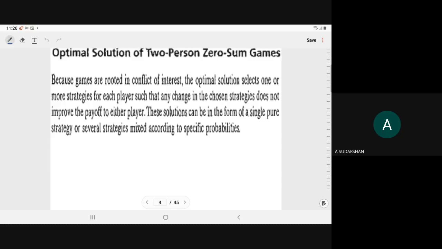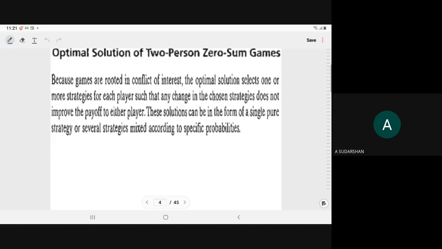So from this we have to compute the optimal solution. When we have conflicting objectives, what is the optimal solution? Whenever we don't have conflicting objectives, then it is simple: either you maximize the profit or minimize the losses. But in game theory, one is gaining, another is losing.